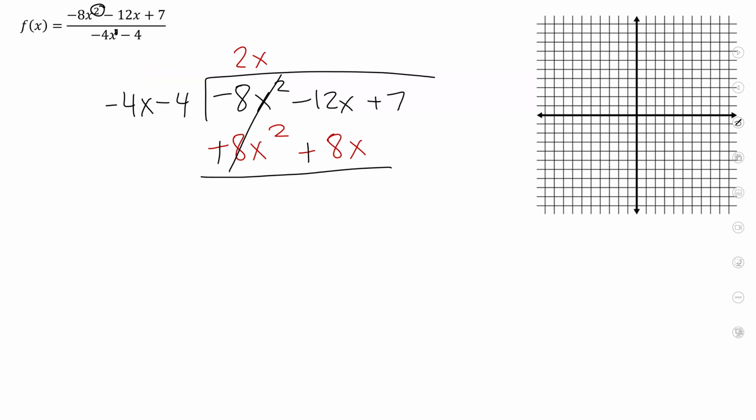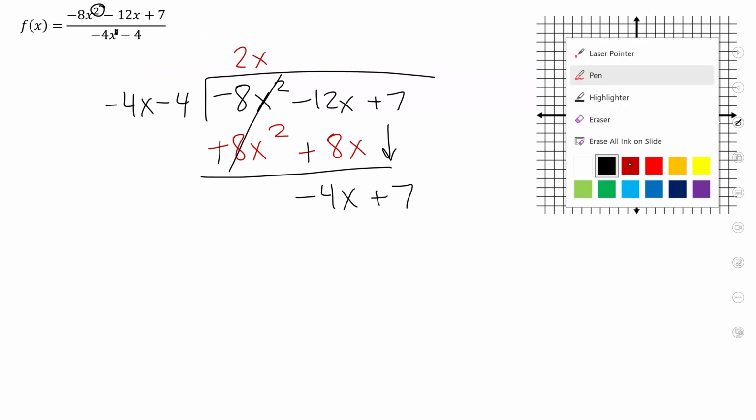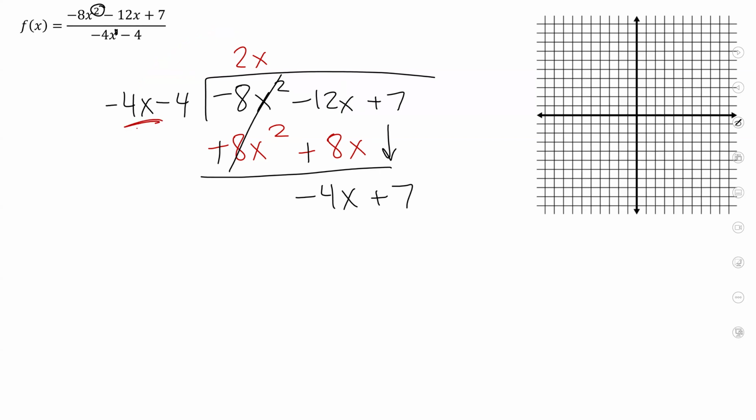-12x plus 8x is -4x. Bring down this 7. All right, that was the first round. Now for the next round. -4x times what will give you -4x? A +1. Now we multiply. This times this is -4x. -4 times 1 is -4.